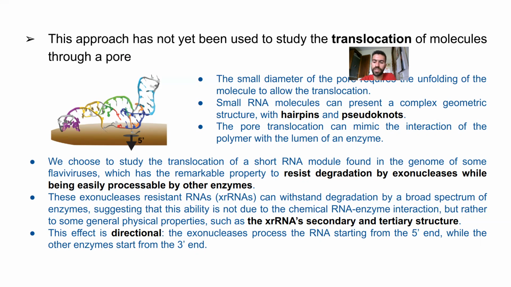And this is interesting because it suggests that this ability is not due to the chemical detail of the interaction between the RNA and the enzymes, but rather to some more general physical properties, such as the RNA's secondary or tertiary structure. Moreover, this effect is directional, meaning that the exonucleases which are not able to process the RNA try to start processing it from the 5' end, while other enzymes, which instead can process it, start from the 3' end of the RNA molecule.